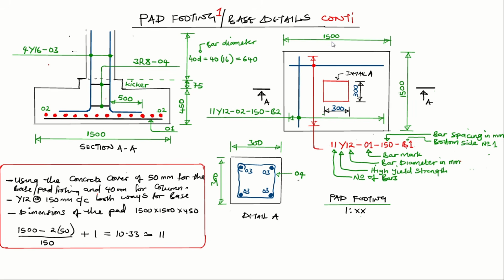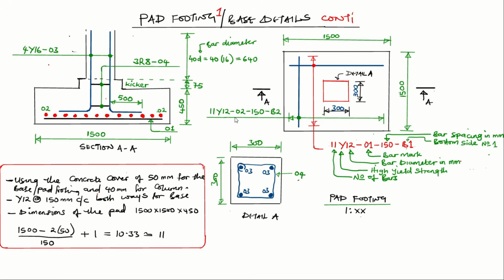So you do the same thing again when you want to find the number of bars. So you do 1500 millimeters minus 100 divided by 150 plus 1. You get 10.33. Then remember that you're rounding off to the nearest whole number. You're going to get what? 11. This is where the 11y12 came from. Now, y12, why? Because this reinforcement is also what? y12. But if, for example, we're given a reinforcement that is y25, we would have put y25 here.